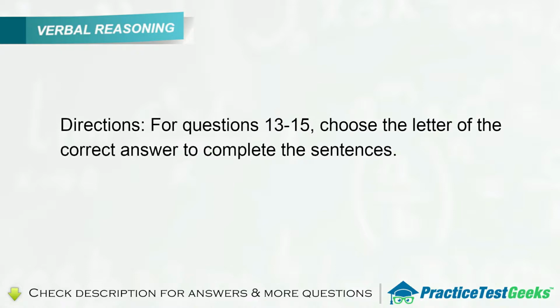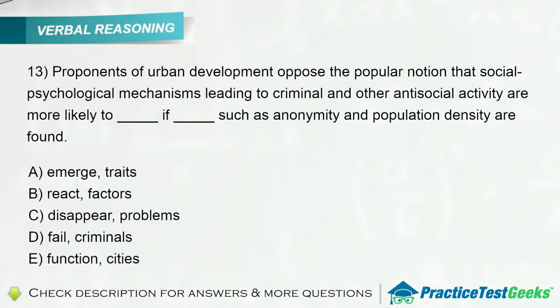Directions. For questions 13 to 15, choose the letter of the correct answer to complete the sentences. Question 13. Proponents of urban development oppose the popular notion that social psychological mechanisms leading to criminal and other antisocial activity are more likely to blank, if blank, such as anonymity and population density are found. A. Emerge, traits. B. React, factors. C. Disappear, problems. D. Fail, criminals. E. Function, cities.